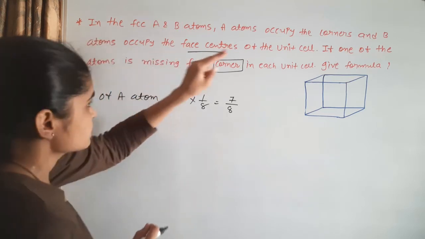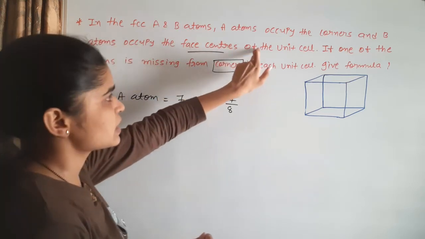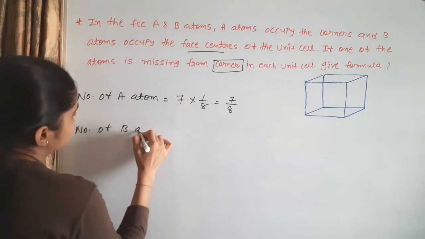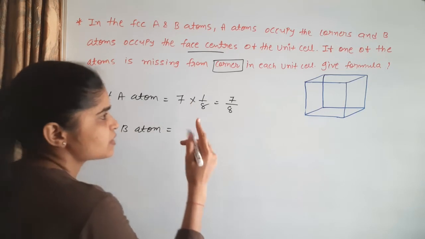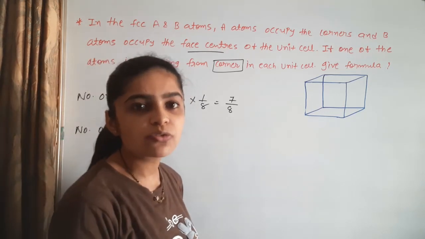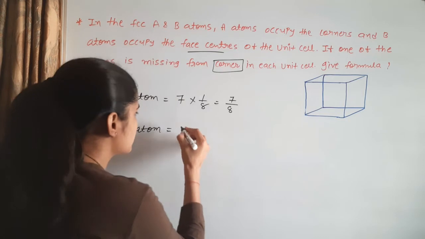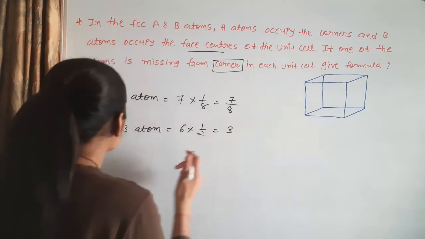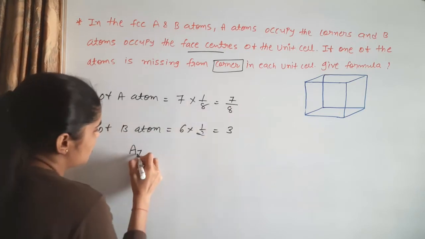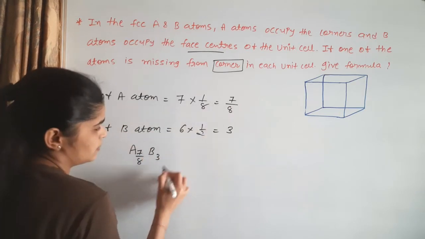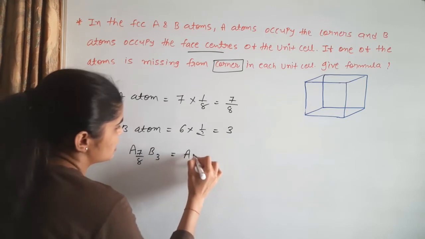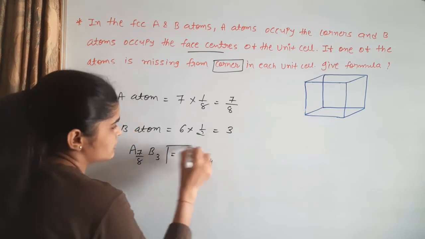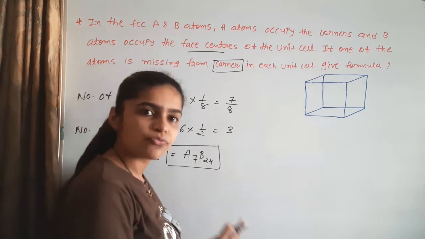Then B atoms occupy the face centers of the unit cell. Each face contributes 1 by 2, and the total number of faces in the unit cell is 6. 6 into 1 by 2 is equal to 3. So A is 7 by 8 and B is 3. The simplest formula is A7B24. This is the answer: A7B24.